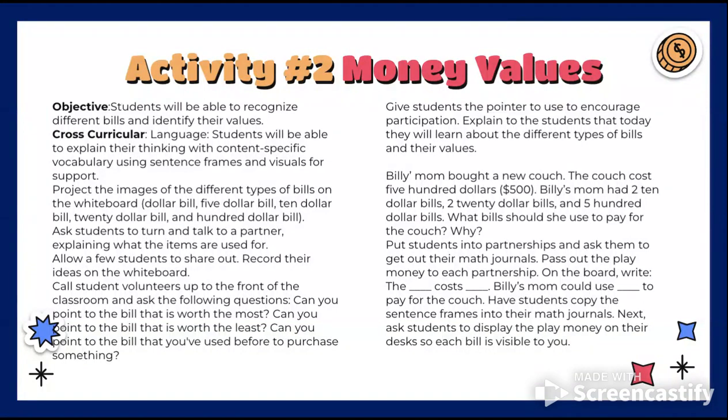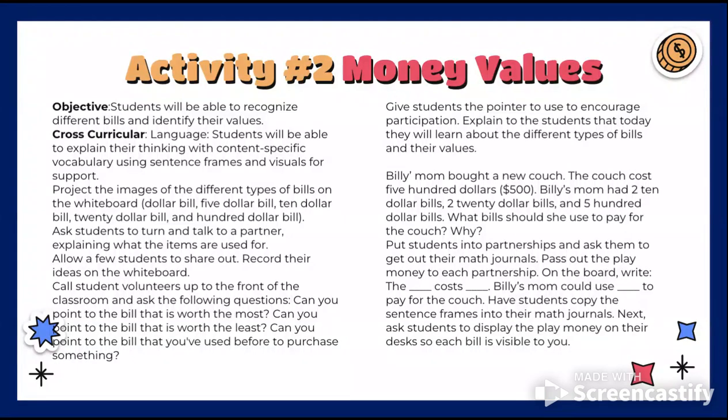We're going to project the images of the different types of bills on the whiteboard: the dollar bill, $5 bill, $10 bill, $20 bill, $100 bill. Ask students to take turns and ask partners, explaining what these items are and if they've seen them. Ask questions about them and what they know about these dollar bills. You can have students volunteer to come up and see what is worth the most and what is worth the least. It's always encouraging to give the students the pointer to get more involved and more encouraged to learn more.